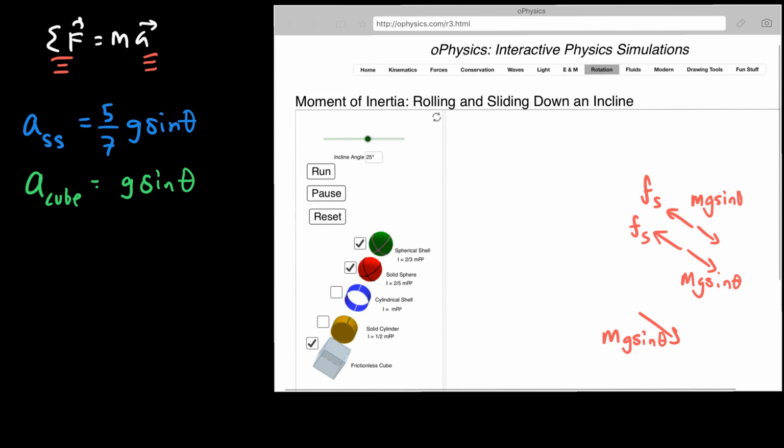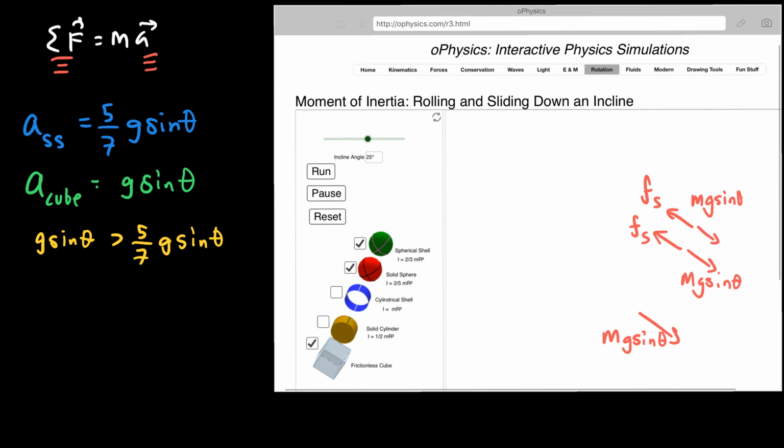So I could make an argument here by just comparing these two things that g sine theta, no matter what the value of theta or g, is greater than 5/7 of g sine theta. So that is some proof comparing those two, but what about the third one? We don't really have anything that talks about the hollow sphere yet.